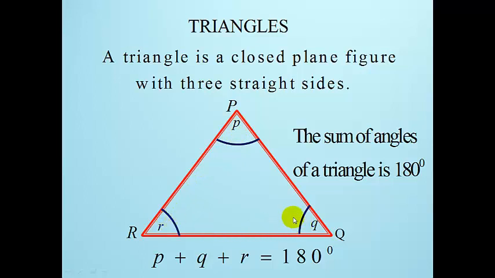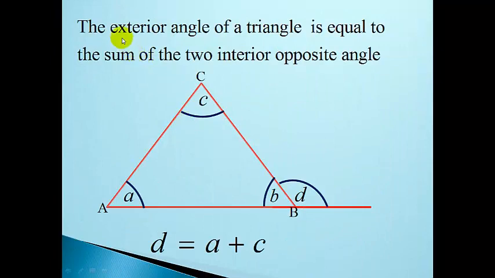Now the sum of the angles of a triangle is equal to 180 degrees. And therefore P plus Q plus R equals 180 degrees. The exterior angle of a triangle is equal to the sum of the 2 interior opposite angles.